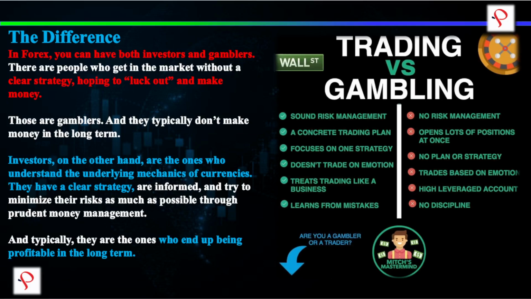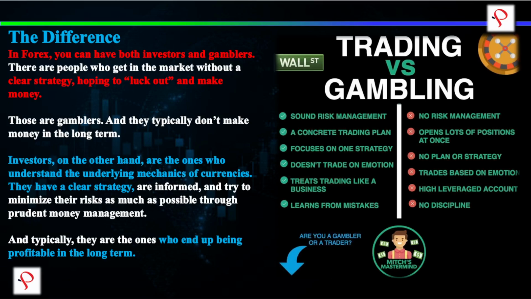Those persons who are gamblers in forex trading, they trade without risk management. They open lots of positions at once. They expose themselves to a lot of risk. They have no plan or strategy. They trade based on emotion. And they are not disciplined. Alright? They are not disciplined at all.